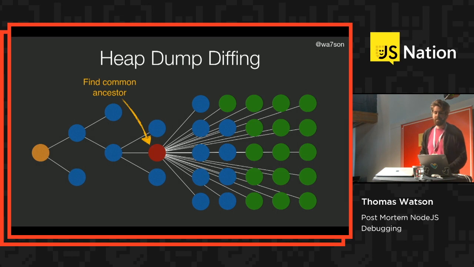And then you can find the common ancestor like we did before, or even better, because this is a heap snapshot, it means you can do it in Chrome DevTools. And it can point you directly to the object that's retaining these references.